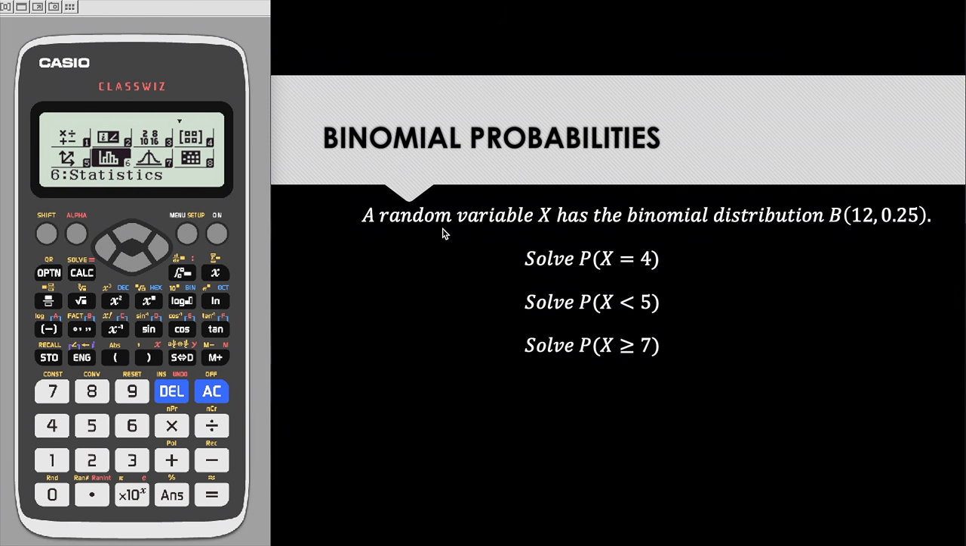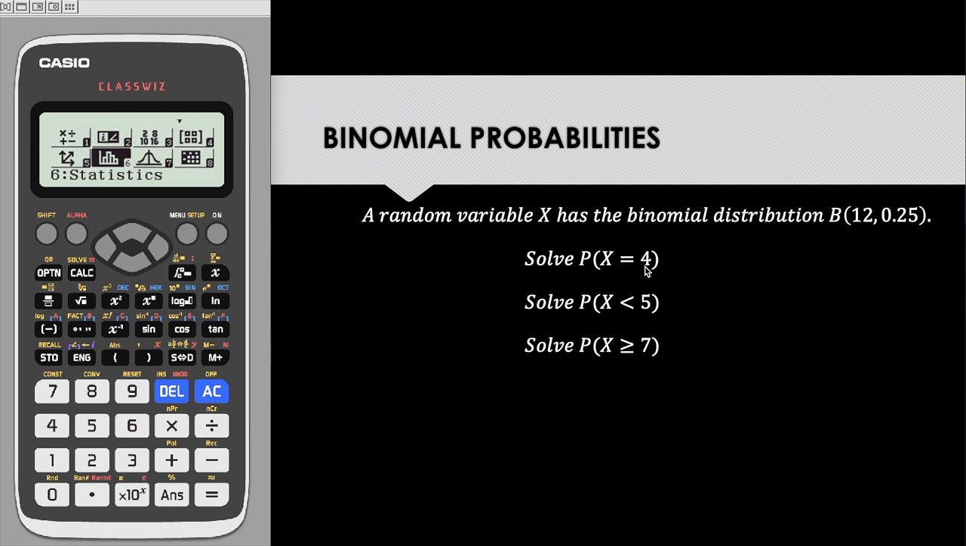So in this example, we've got a random variable X that has the binomial distribution with 12 trials and the probability of success of 0.25. We've got to solve the probability that X equals 4, the probability that X is less than 5, and the probability that X is greater than or equal to 7.